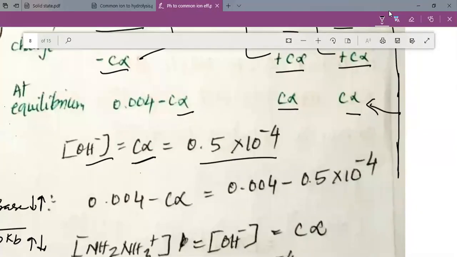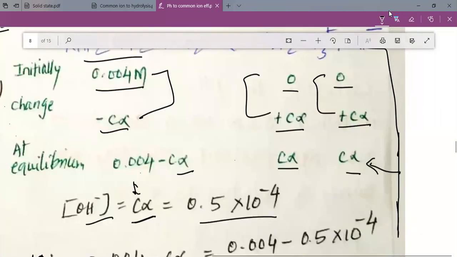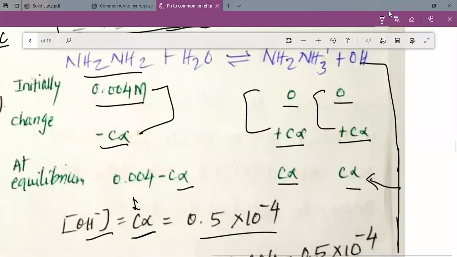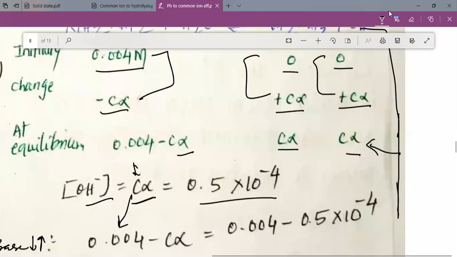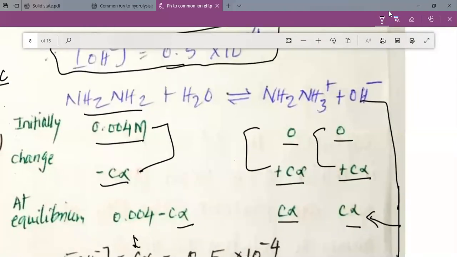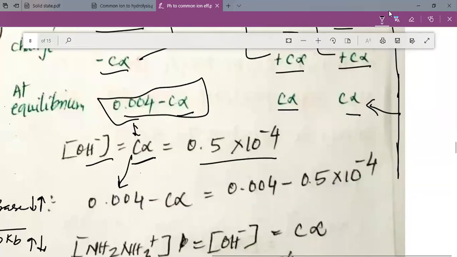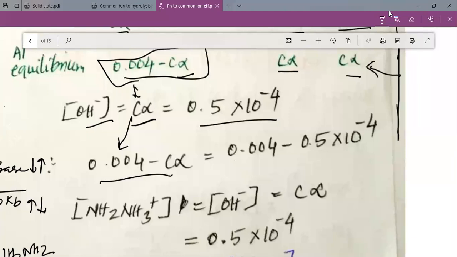So we put this value, and we are already aware that the C, which was the initial concentration, was given as 0.004 mole per liter. So instead of C, we put 0.004 mole per liter minus C alpha. Now, if we look into the concentration of our base at equilibrium, it is 0.004 minus C alpha. So for 0.004 minus C alpha, we can write 0.004 minus 0.5 into 10 to the power minus 4, because the value of C alpha is 0.5 into 10 to the power minus 4.